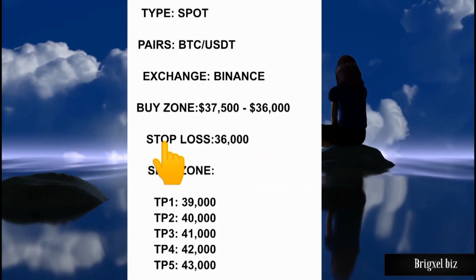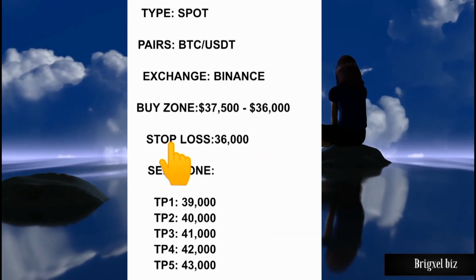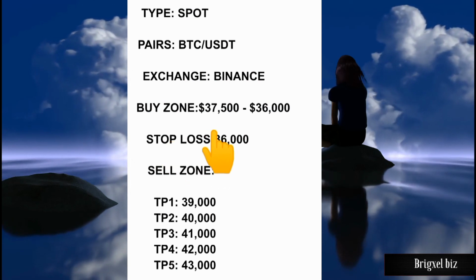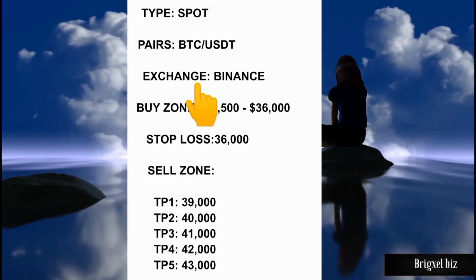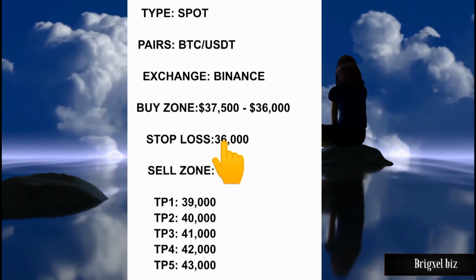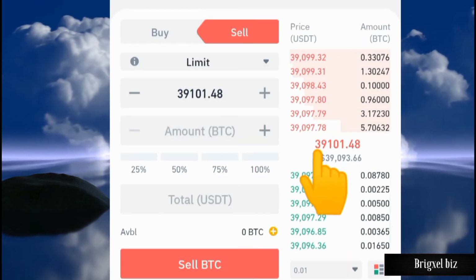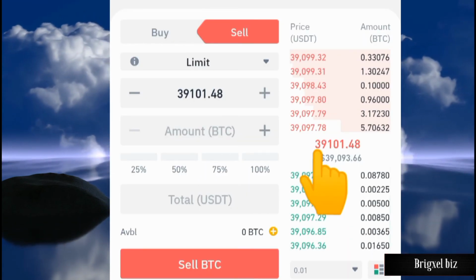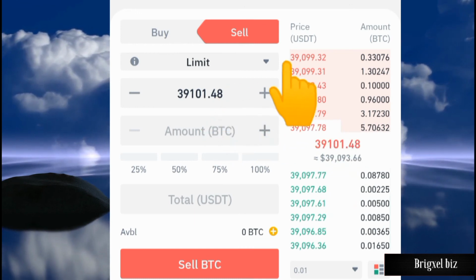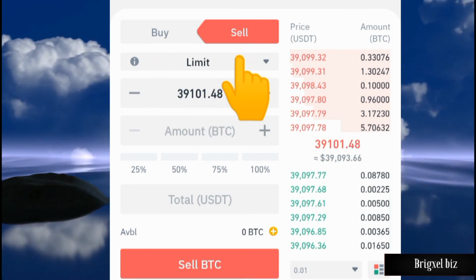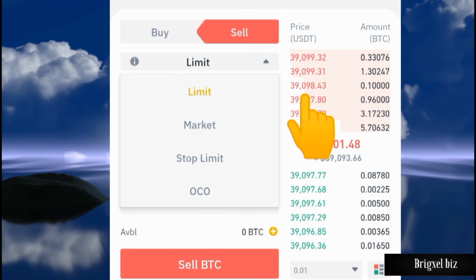Sometimes your crypto signals would give you a stop loss. In this case, we have $36,000. So how do we interpret this on Binance? If a stop loss is given, you're going to come to this place where we have this button, click on that, and then you can see where it says stop limit. So you're going to click on the stop limit button.